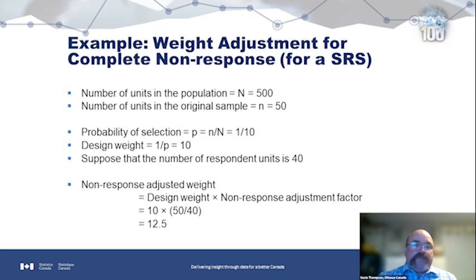So now each person that responds represents themselves and 11 and a half other people. It seems weird to have fractional weights, but when we add them all up, we get back to our original value of 500. So if we multiply 40 by 12 and a half, this will give us 500.